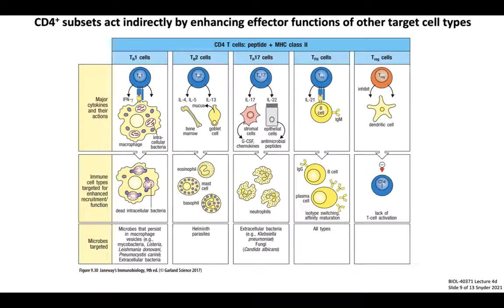Lastly, regulatory T cells suppress inflammatory responses by both innate and adaptive immune cells, and this is done in an antigen-dependent manner. These effects include a lack of activation by target cells, such as other T cells. And again, Tregs are really important for promoting the resolution of inflammation, as well as preventing autoimmunity.